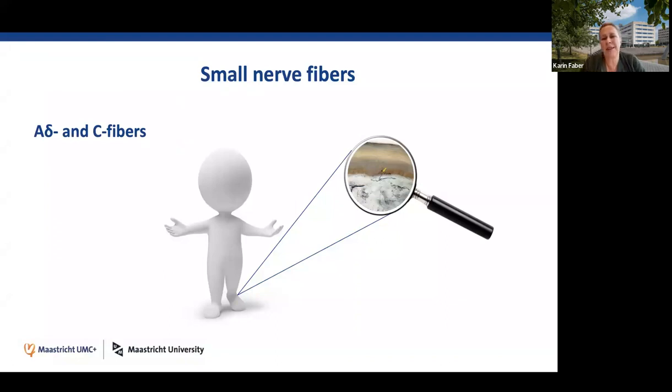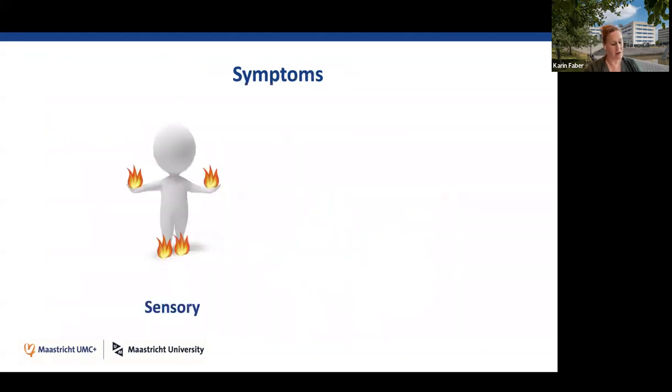These small nerve fibers are the A delta and the C fibers, and these are thinly myelinated A delta fibers and unmyelinated C fibers. And this leads to sensory symptoms, often neuropathic pain characterized by burning, but also stabbing or sharp pain, predominantly in a length-dependent pattern. Also, an alternative distribution of pain may occur, meaning that it can be patchy or more proximal.